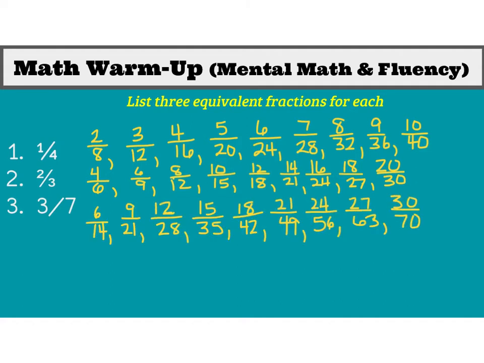All right, let's see how you did with 3/7. 6/14, 9/21, 12/28, 15/35, 18/42, 21/49, 24/56, 27/63, and 30/70. Of course, you only had to list 3, but I just wanted to cover my bases.